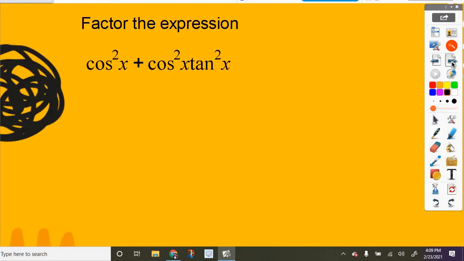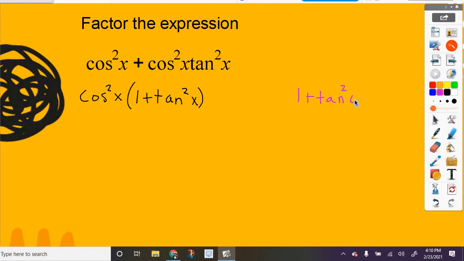So let's look at one last example. This one's going to be really similar to our last one. Again, I'm noticing that I have two different cosine squareds. So I'm going to go ahead and factor that out to the front. And then I would be left with 1 plus tangent squared of x. And again, hopefully we can see that I have a squared and a 1 on the inside. This time this is one of my Pythagorean identities.